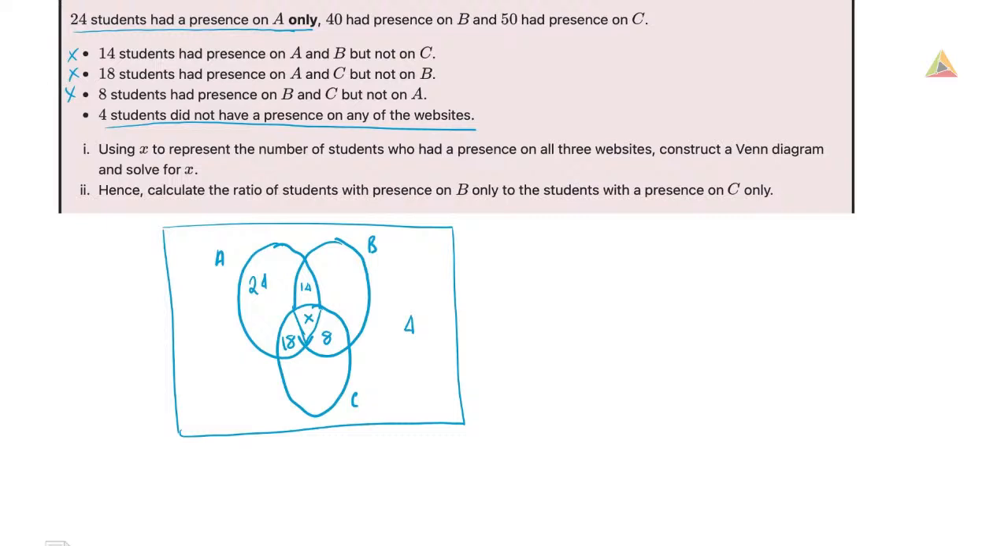So we have as much information as we can put in there. And I've already dealt with the 4 students who did not have a presence on any of the websites. We put 4 outside. So we're going to put in 2 more unknowns. We don't know the rest of what's in B. So I'm going to label this Y, and I'm going to label this Z, just for, we have 3 unknowns now. Now, we're also given some information.